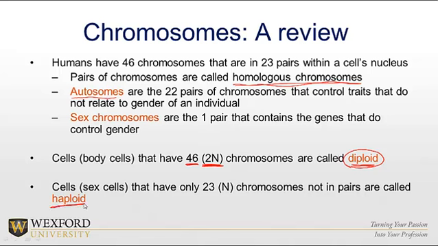Instead of having one pair from each mom and dad, they have only one of the pair, so that's the haploid number. So there's only 23 there, and that haploid number is represented by N. So just a couple important distinctions.